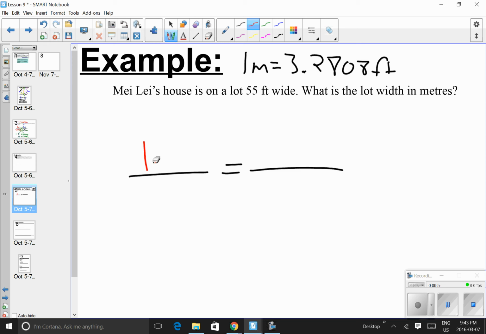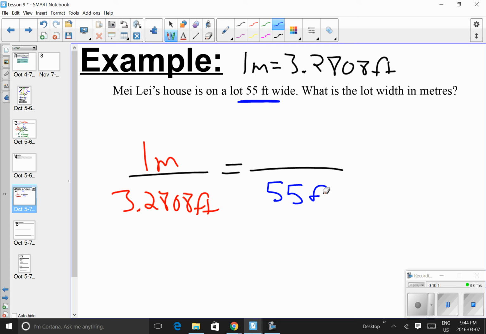So that's what's going to go on my first fraction: 1 meter over 3.2808 feet. And the other side needs to come from my question. So we're looking for 55 feet. This time, I need to put the feet with the feet. So feet are on the bottom, so my 55 is going to be on the bottom. And I'm looking for meters. I'm not going to use a fancy X this time, just because it takes me forever to change pens.